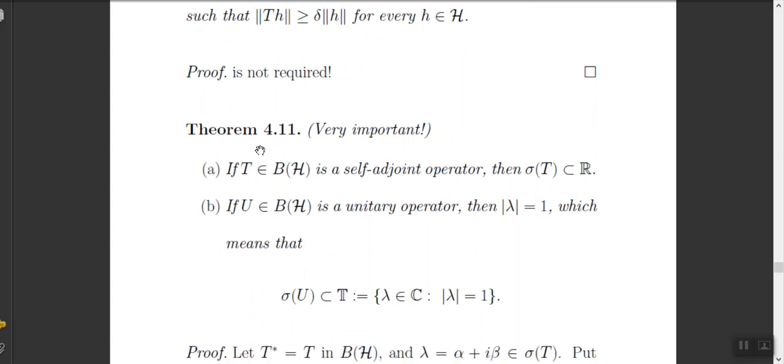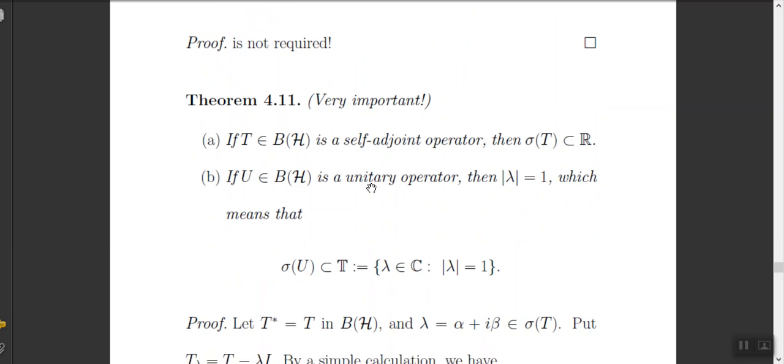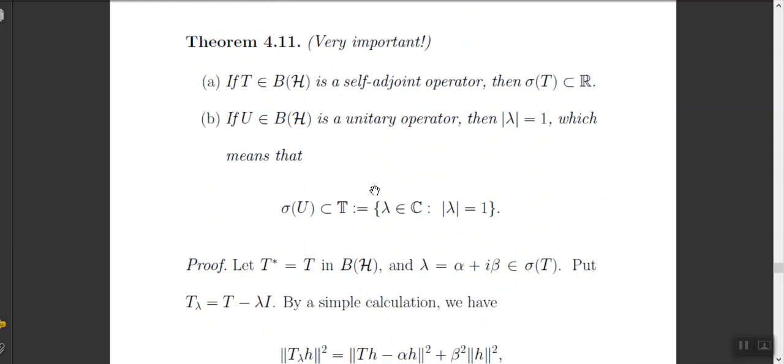Now, theorem 4.11, which is very interesting and important. Listen very carefully. Let me read it for you first, then we discuss the proof. Suppose that T is a self-adjoint operator. It means T star equals T. Okay? It means T star equals T. Then the spectrum of T is a subset of the real numbers.